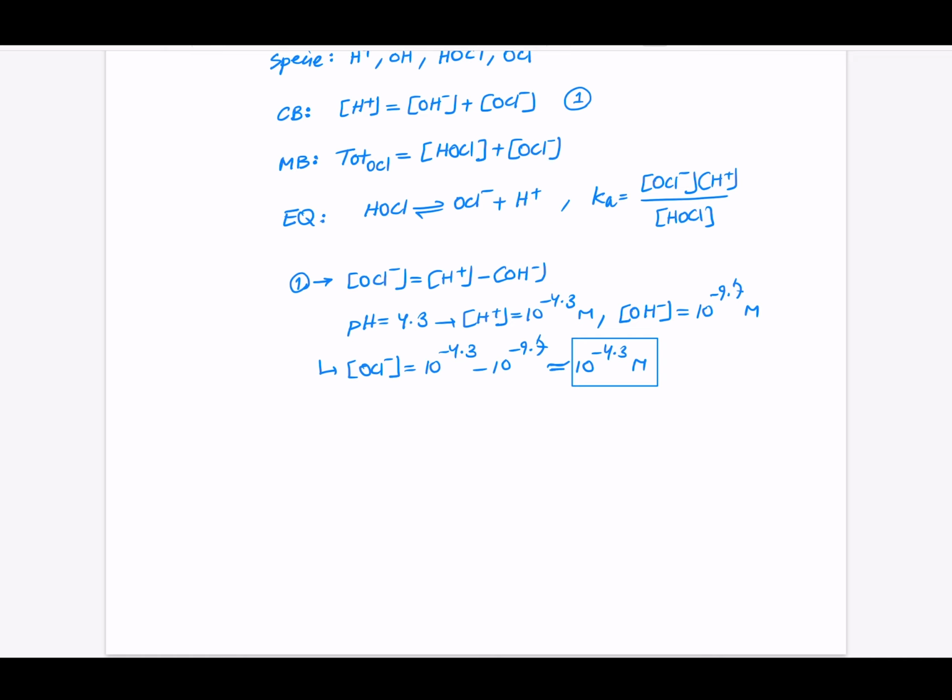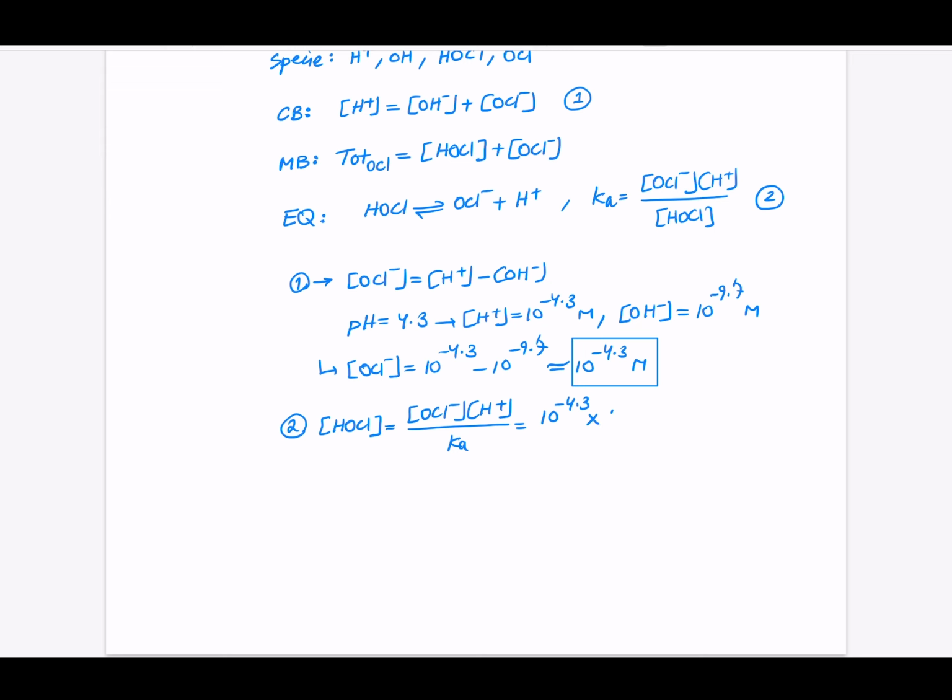So now we know the total OCl concentration, and also we know the pH, so we can take advantage of the equilibrium constant that relates OCl minus to HOCl concentration. If we rearrange it, the HOCl concentration would be OCl minus times H plus divided by Ka. All of them are given, and OCl minus we just calculated, so this would be 10 to the minus 4.3.